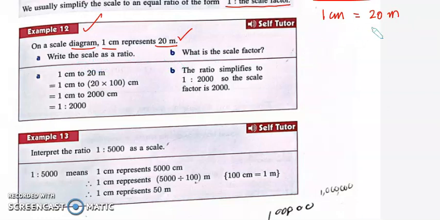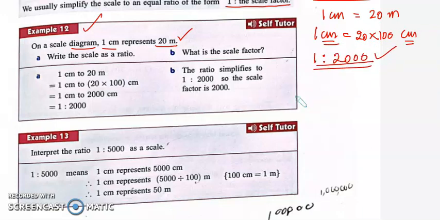When you are asked to write this as a ratio, you will first of all try to bring them into the same unit. So 1 centimeter will be 20 meters into 100, because 1 meter is 100 centimeters. So 20 into 100, and now you can write centimeter here. Now both are centimeters, so 1:20 into 100 is 2000. That is the meaning. So 1:2000. That is how we will write a scale as a ratio.